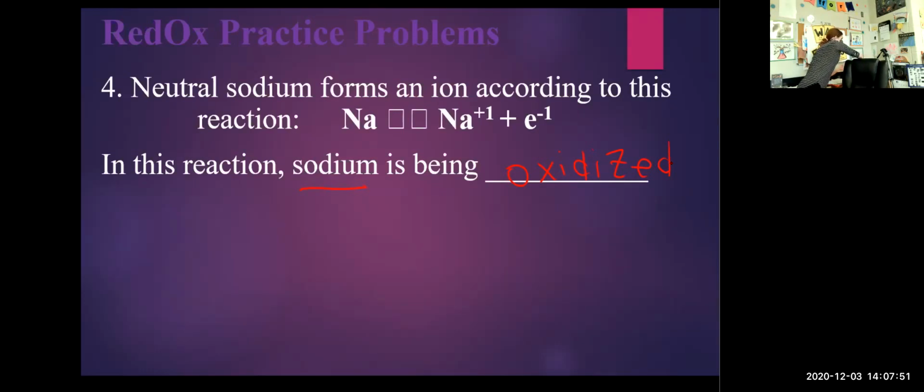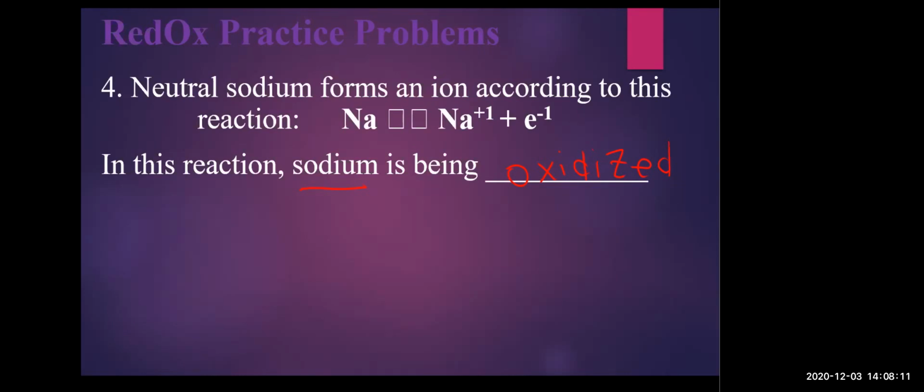Really great if I hold my packets. It's going to be 5 and 6. 5 and 6. And we're going to switch over to the document camera. And I'm going to work some of these out with y'all. 5 and 6.